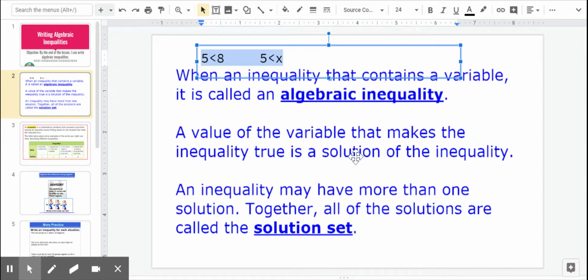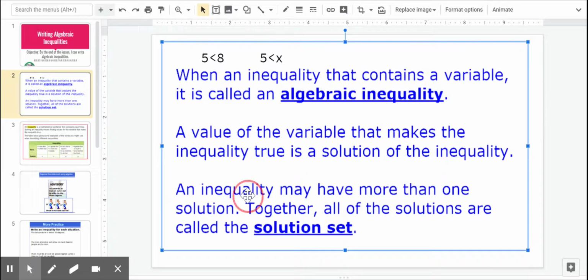A value of the variable that makes the inequality true would be a solution to it. However, an inequality may have more than one solution. Together, all the solutions are going to be called our solution set. So for example, 5 is less than 8 works. If I say 5 is less than x, though, x could be a lot of different numbers.